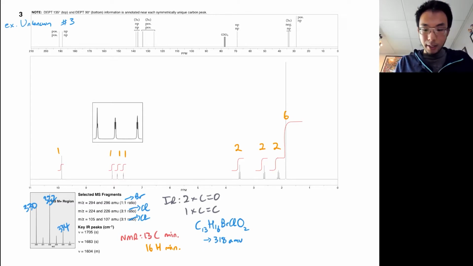That is not enough to match our molecular ion. I'm off by 12. And whenever in mass spec you're off by a convenient number like 12, then you probably should just assign that to being an extra carbon, right? So then I would modify my formula to be C14H16BrClO2.